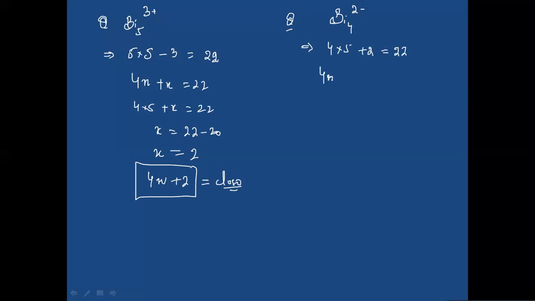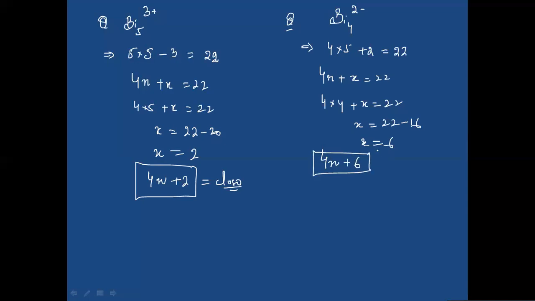So again, 4n plus x is equal to 22. Over here, n is 4. So 4 into 4 plus x is equal to 22, so x will be equal to 22 minus 16, which is 6. Basically, in this case, the formula will be 4n plus 6. Whenever we have 4n plus 6, it's arachno. So this compound has an arachno structure.